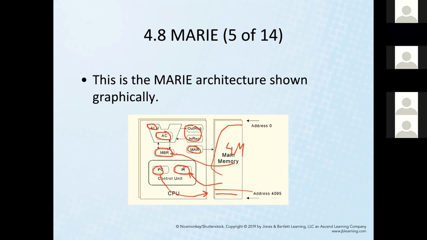retrieved from the memory. So what is the difference between IR and MBR? IR gets the entire instruction from the memory. Let's say, load the address X and add address X with the accumulator. So IR gets the entire instruction, but MBR gets the data, the operands, from the memory and stores them for being executed.